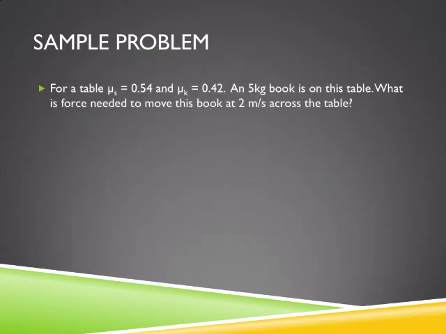So for this one we have a table, again, same table, same book, except this time we are moving the book at 2 meters per second across the table. Now, our units here, meters per second. That makes this a what? Hopefully you're saying a speed or a velocity. And do those help us at all with finding out forces? Hopefully, again, you are saying no. All this does is let us know we're dealing with first law.